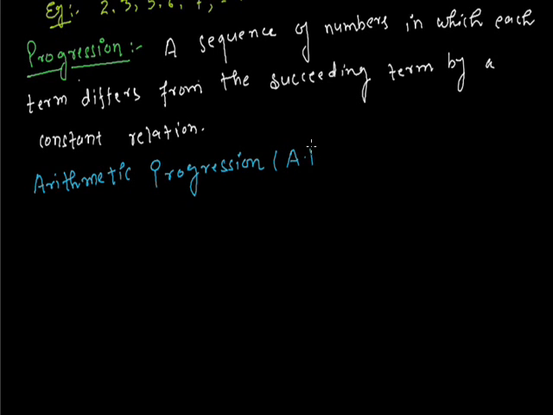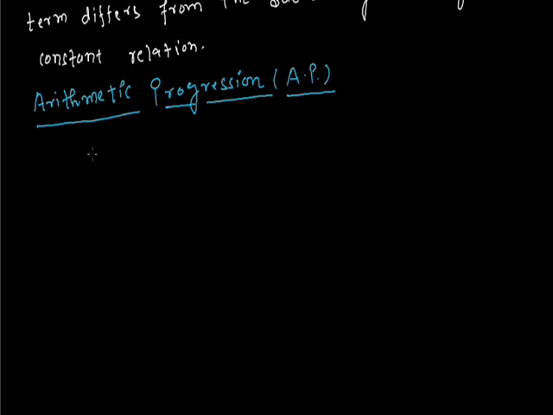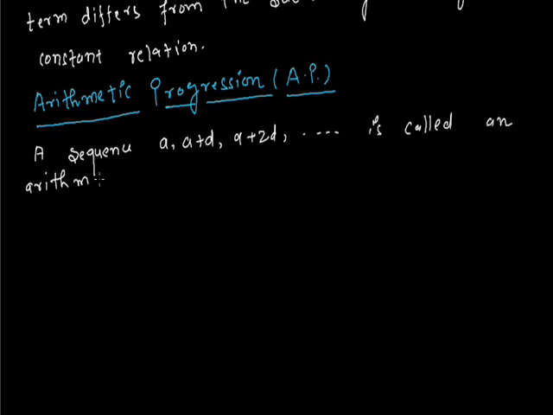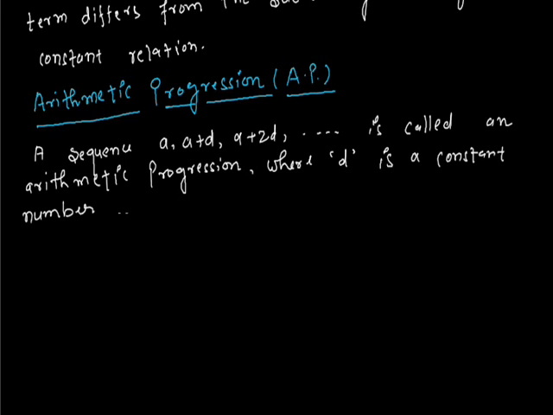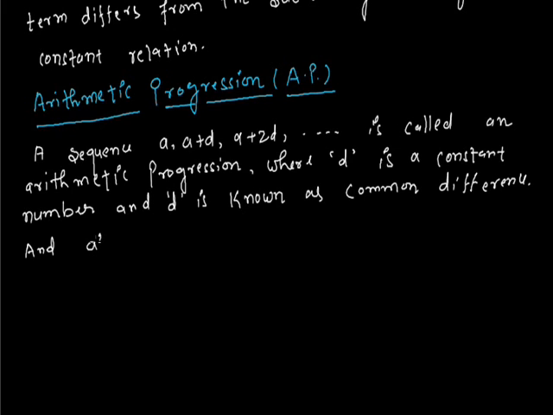In short, we call it AP. An AP is a sequence of numbers of the form a, a plus d, a plus 2d, and so on, called an arithmetic progression, where d is a constant number known as the common difference, and a is the first term of the AP.